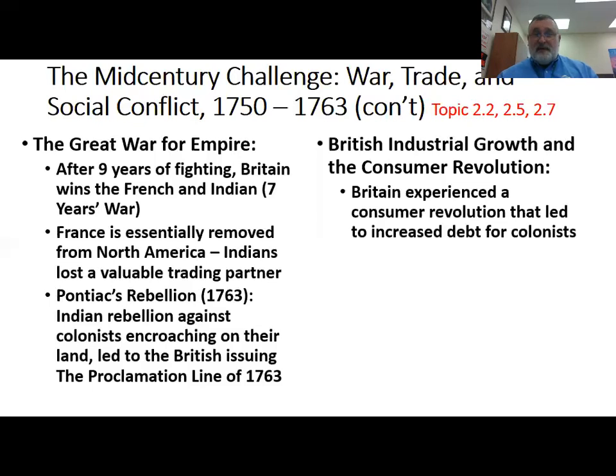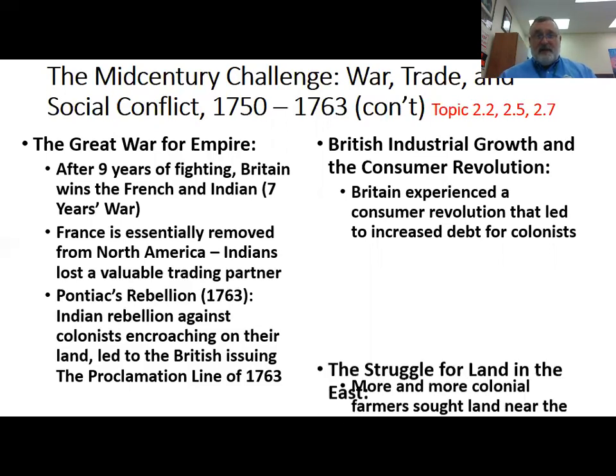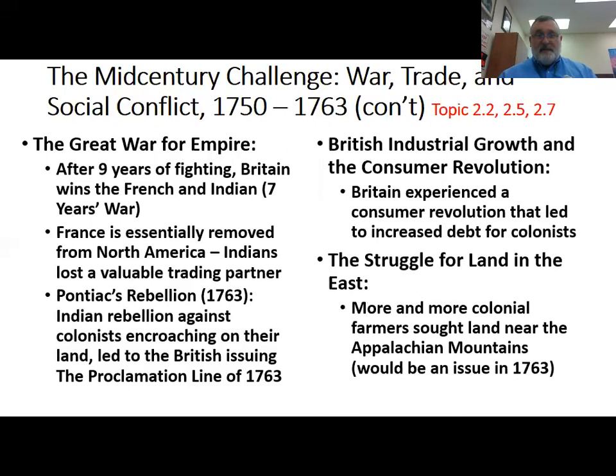Britain in this time period is growing industrially, and they're using the resources from the colonies, and the colonies are growing, and they're buying a lot of stuff from the British. They're growing economically, they're growing in population, and so people are starting to move westward. More farmers, more people are starting to go over the mountains, and this is going to become a problem.